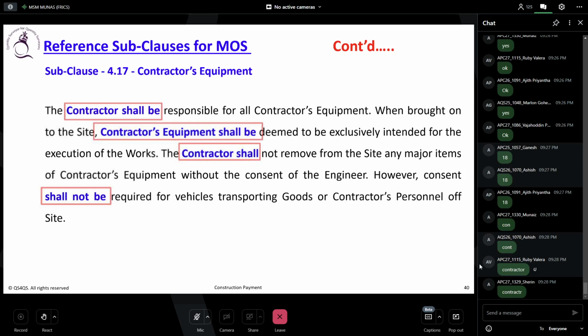But a permanent item that you intended for use, like a tower crane, you can't just move without the employer's permission. But any transporting vehicle which is bringing the materials on site, you don't need permission for them to leave. So this is your right. Do you understand? So this again is connected with the material.